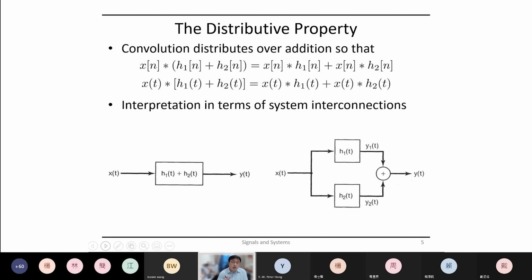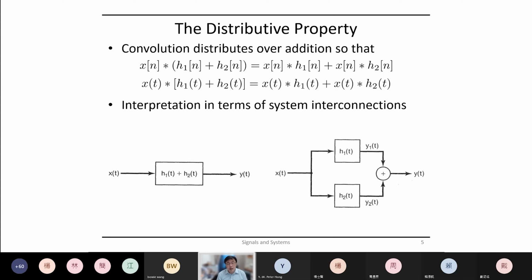So other than the commutative property, we have this distributive property, which tells us that if you take the convolution between x[n] and the sum of h1 and h2, then this is equal to the convolution between x and h1 plus the convolution between x and h2. And similarly for the continuous time case as well.